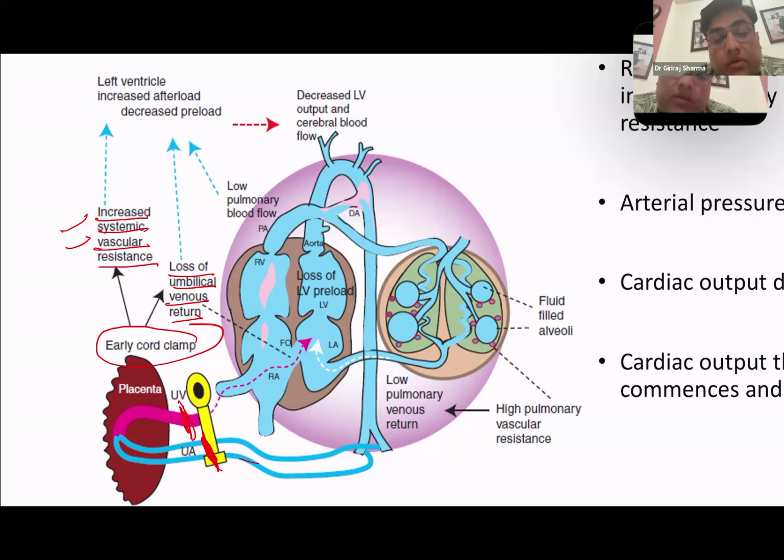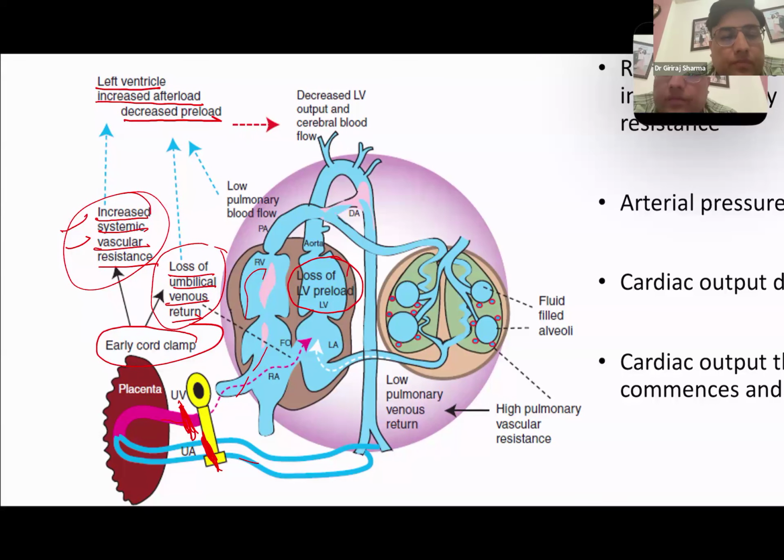Now the umbilical vein also is closed. So there is no venous return to the RV, because the umbilical vein also is closed. So there is loss of umbilical venous return. Venous return is lost and afterload has increased. So in the left ventricle there is increased afterload and decreased preload. Both things are happening together: increase in afterload of the left ventricle and decrease of the preload of the left ventricle.